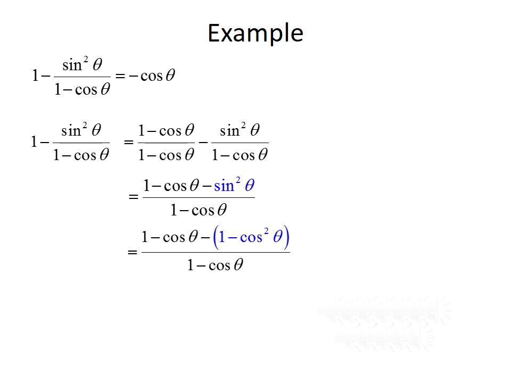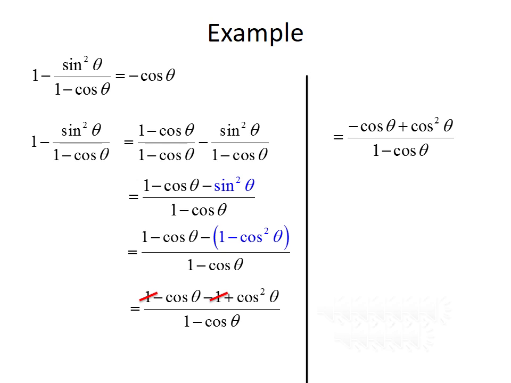So we'll have 1 minus cosine theta minus 1 minus cosine squared theta over 1 minus cosine theta. We can simplify by distributing the negative sign, giving us 1 minus cosine theta minus 1 plus cosine squared theta, all over 1 minus cosine theta. The 1 and the minus 1 will cancel each other out, leaving us with negative cosine theta plus cosine squared theta over 1 minus cosine theta.